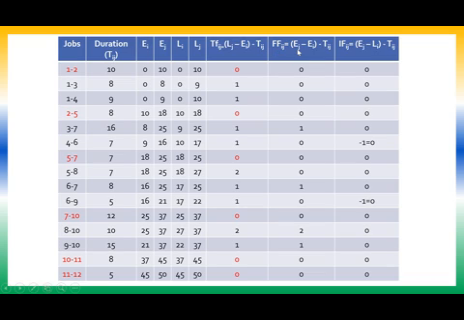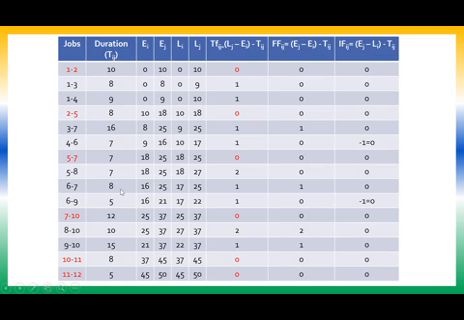Next, calculate the free float. The formula is EJ minus EI minus TIJ. 10 minus 0 minus 10, 0. 8 minus 0 minus 8, 0. 9 minus 0 minus 9, 0. 18 minus 10 minus 8, 0. 25 minus 8 minus 16, 1. 16 minus 9 minus 7, 0. 25 minus 18 minus 7, 0. 25 minus 18 minus 7, 0.